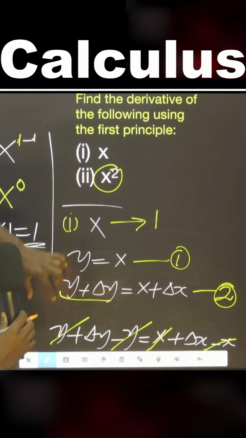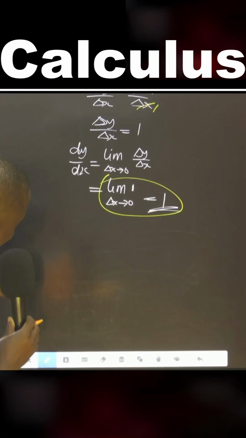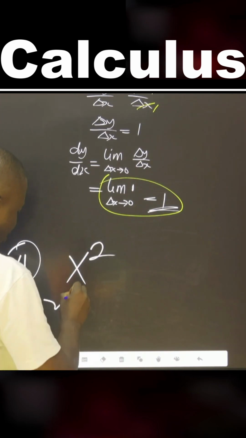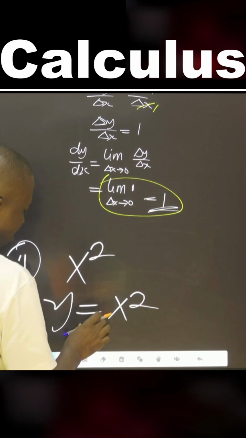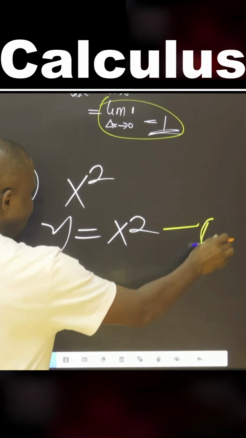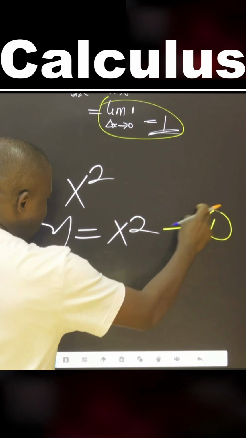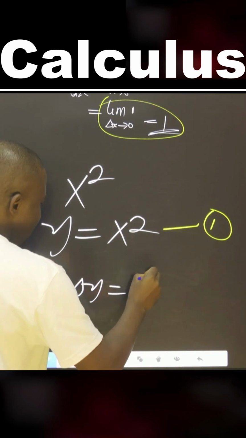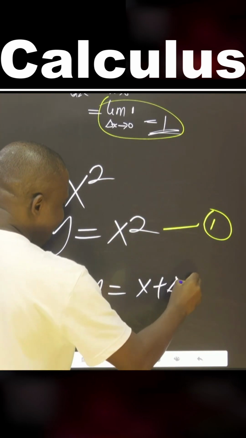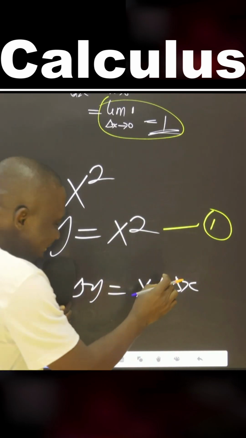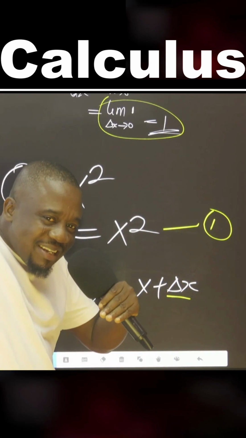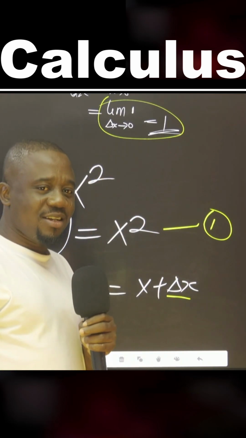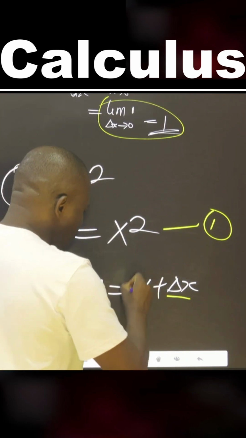So let's go for the second one, x squared. That is y equals x squared. Then that is equation 1. Then y plus delta y equals x plus delta x, all squared. Remember, this delta is for x. It's like the food you eat into your body. So we must put it like this.